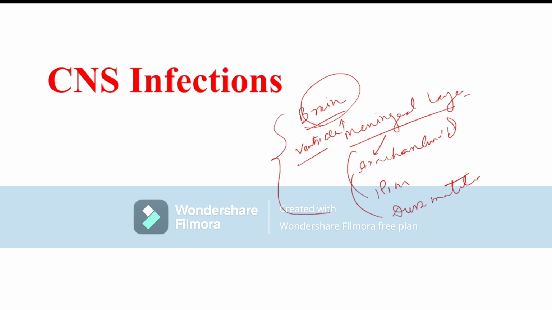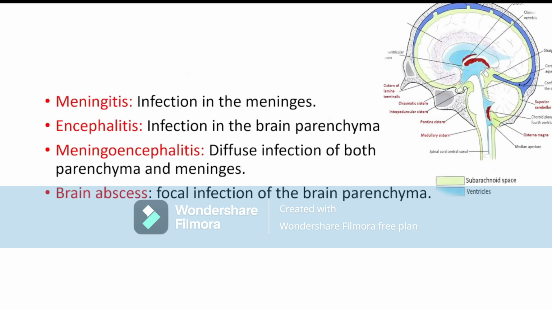That means infection in the brain parenchyma, or infection in the ventricles or in the meningeal layers, causes CNS infection. So let us come to the definitions of the different CNS infections. One is meningitis. What do you mean by meningitis? Infection of the meningeal layer. That means this is the meningeal layer, and infection in this meningeal layer is called meningitis.